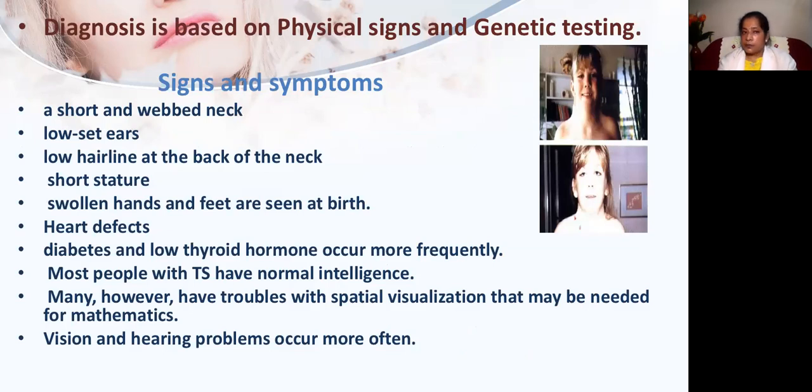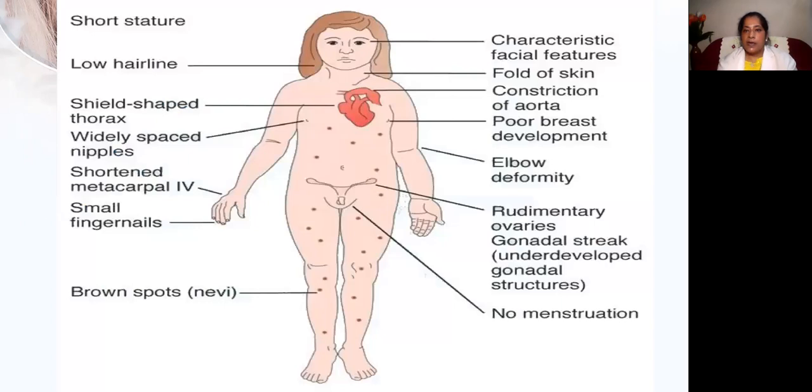The signs and symptoms include a short and webbed neck, rosette ears, low hairline at the back of the neck, short stature, swollen hands, feet, may be seen at birth. There are heart defects, coarctation of aorta is the commonest one. Diabetes and low thyroid hormone are seen more frequently. Most people with Turner syndrome have normal intelligence. However, they may have problems with spatial visualization, vision, and hearing problems may also be seen. So these are all the signs which we must look for if you are suspecting Turner syndrome.